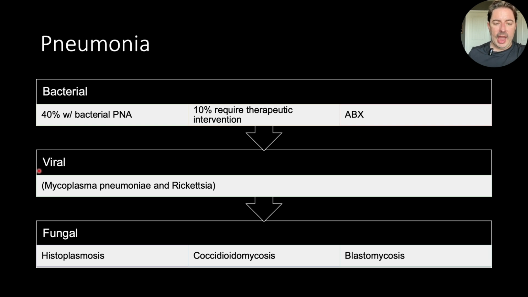When we look at viral pneumonias, we're looking at Mycoplasma pneumoniae or Rickettsia. Those are the two causes of viral pneumonias that will lead to a pleural effusion. When we look at the fungal pneumonias, histoplasmosis, coccidioidomycosis, and blastomycosis are different types of fungal pneumonias that can lead to a pleural effusion.